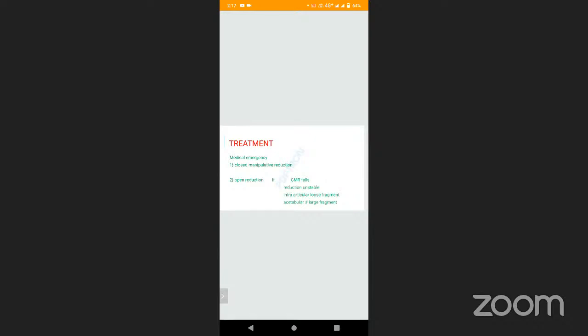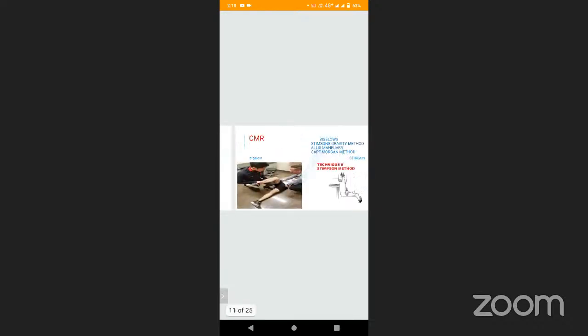In that case, we can do open reduction, internal fixation. And if there is a large acetabular fragment, by looking at the X-ray you can definitely say that even if we reduce it, it will redislocate. In that case, so in 3 conditions, we can do open reduction internal fixation: failed closed manipulation. Second is if there is a loose fragment inside the acetabulum. And third, if there is a large acetabular fracture. In those cases, you can do open reduction and internal fixation.